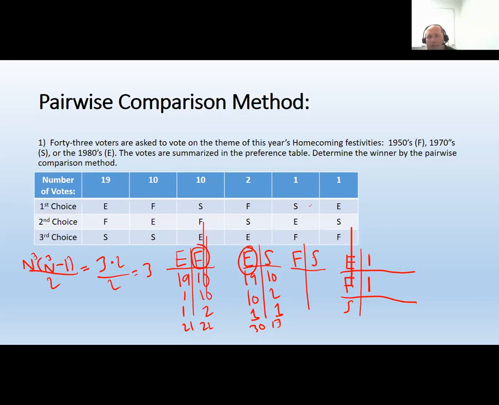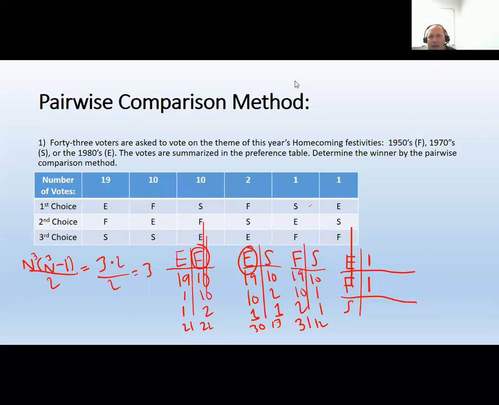Now we're comparing F with S. Well, if we're comparing F with S, then these 19 prefer F. These 10 prefer F. These 10 prefer S. These 2 prefer F. This one prefers S, and this one prefers S. So again, this is going to be 31 to 12 on this one.